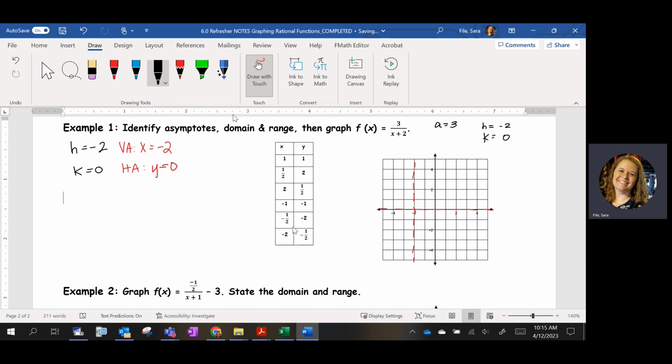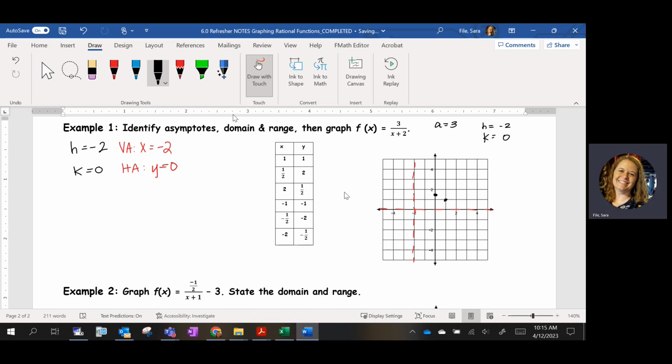They've gone ahead and given us a little table of values. You can create your own table of values if you need to check points. So the easiest point to check is probably 0, because if you plug in a 0, that's 3 over 2, which is 1.5. So at 0, 1.5, there's a point. If I plugged in a 1, I would get 3 in the denominator, which 3 over 3 is 1. So there's a point at 1, 1.